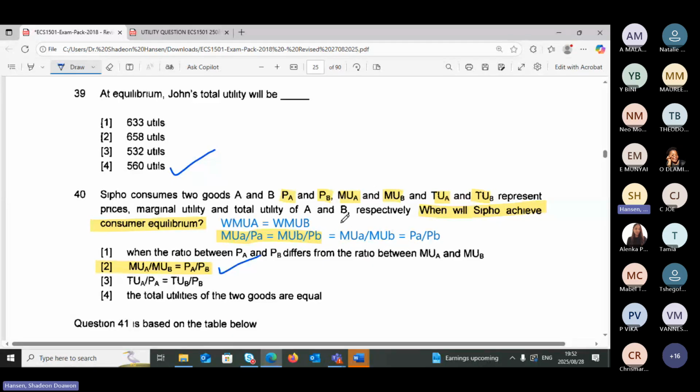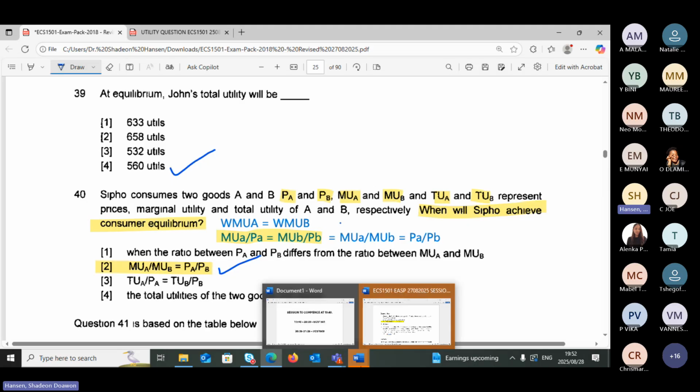We've just rewritten this condition into this form, and that is our answer. Because look, the condition for consumer equilibrium is where your weighted marginal utilities are equal to one another, or in other words, the marginal utilities per rand are equal to one another. Are we together, students, with our answer for question number 40?